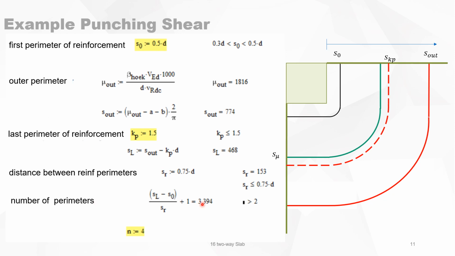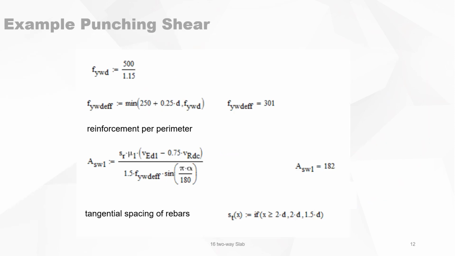So we calculate the total number of perimeters needed, and we see that we need 3.4, and that means 4 perimeters of reinforcement. So that's what we need. We need 4 perimeters of reinforcement. The stress of the punching reinforcement is 300 megapascal. The reinforcement for each perimeter is given by ASW1 with the formula that we have seen in the previous slides, and it's 182 square millimeters.